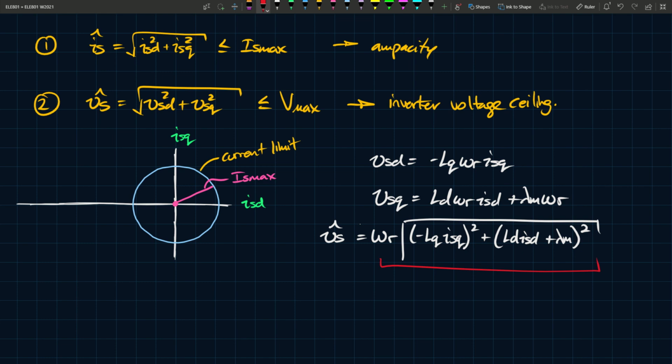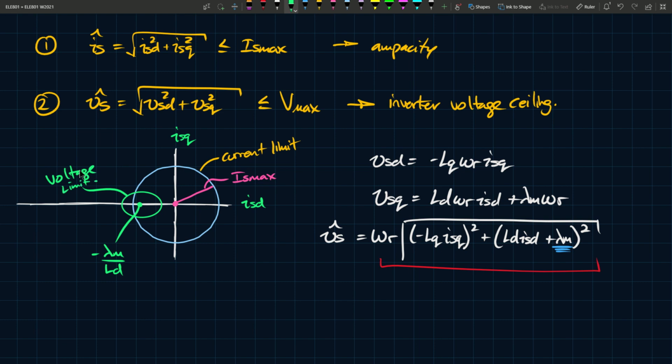But more importantly, this term existing on this side means that this thing will not be centered at the origin. Instead of being centered at the origin, this will be centered at the value of negative lambda m divided by LD. So we can draw a little ellipse, I guess. Let's say it's centered off somewhere like this, okay? And let's imagine that this point is its center. It looks like it's roughly the center. And this is negative lambda m divided by LD. And this thing is our voltage limit.